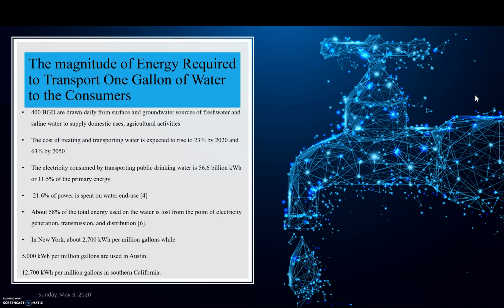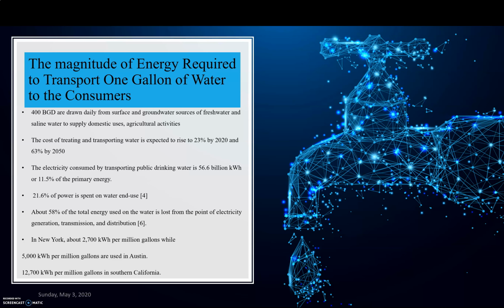The magnitude of energy required to transport 1 gallon of water to the consumers. In the United States, the consumption of water is very high. It has been discovered that more than 4 billion gallons of water are drawn daily from surface and groundwater sources of fresh water and saline water to supply domestic uses, agricultural activities, industrial applications, and also for the production of thermoelectric power.